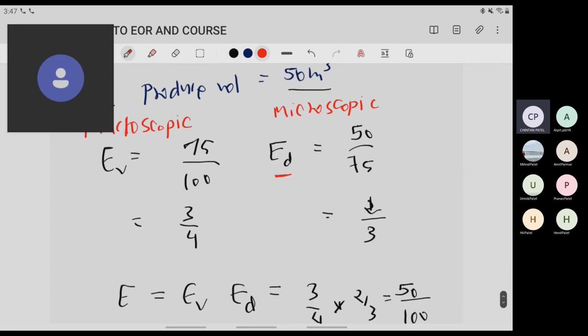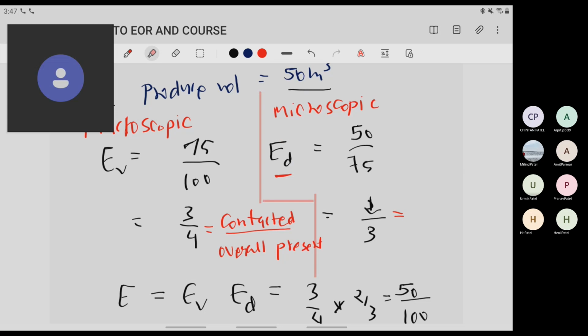Okay, so let me write the definition for this. This means overall, present से कितना contacted, and this is थोड़ा मिक्सअप हो रहा है ना. Or it means from the contacted. Okay, ये याद रखना, जितना कॉन्टेक्टेड था उसमें से फाइनल प्रोड्यूस.